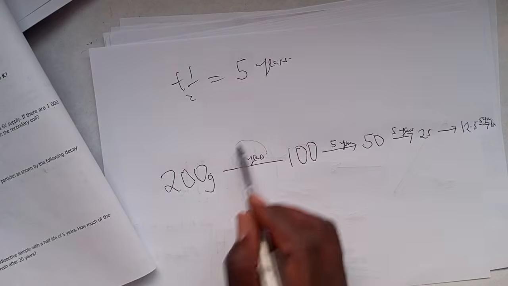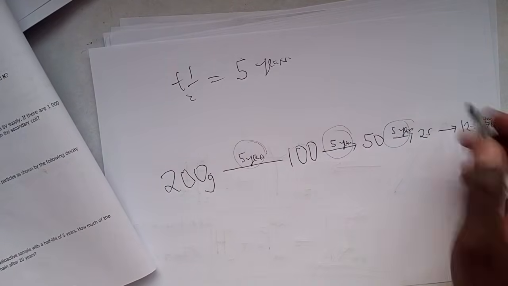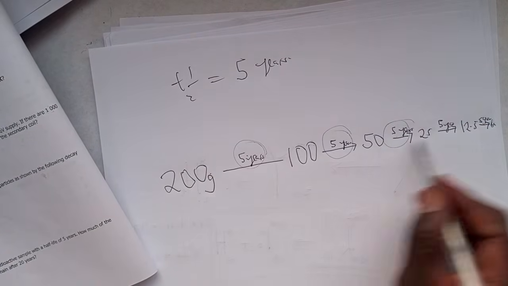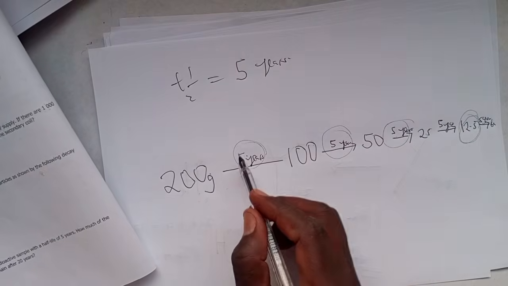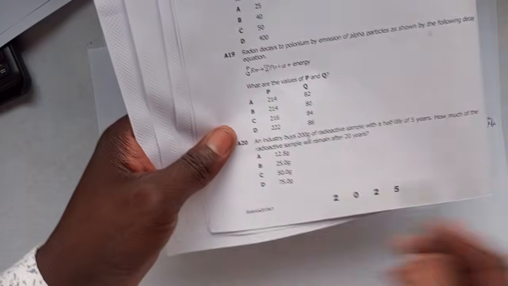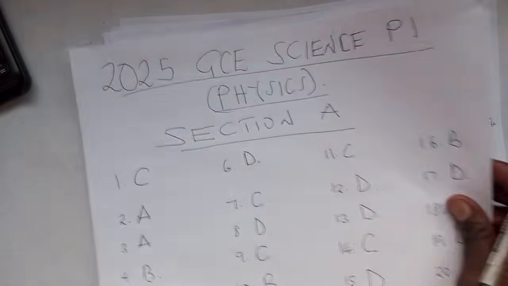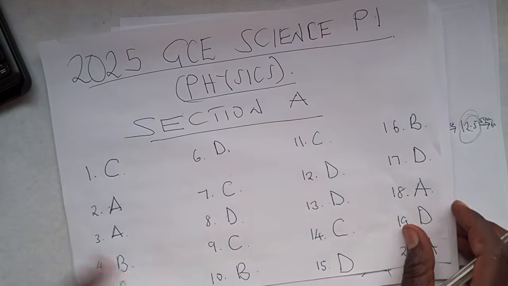So we're just going to say 5 plus 5, that's 10, plus 5 is 15, plus 5 gives us 20. So now for this 20, you are going to find what remained after 5, 10, 15, 20 years. The answer is 12.5. Do we have 12.5? Yes. The answer for question 20 is A. The answer for question 20 is A.